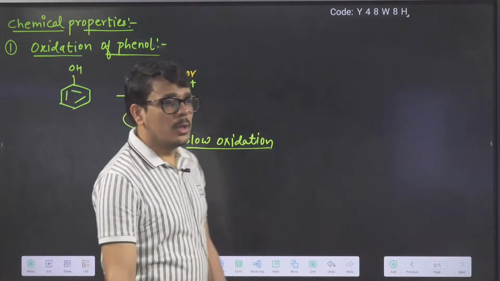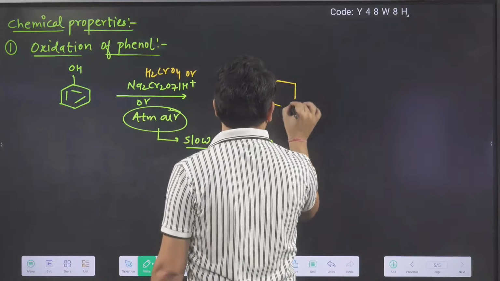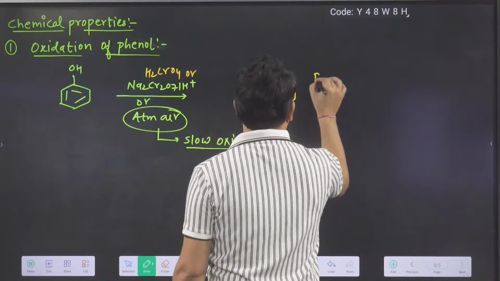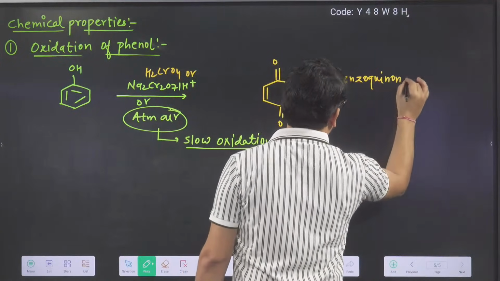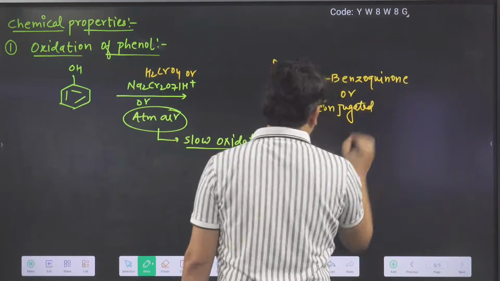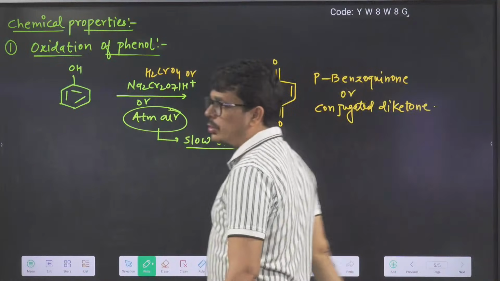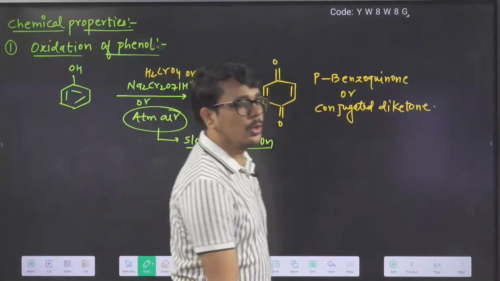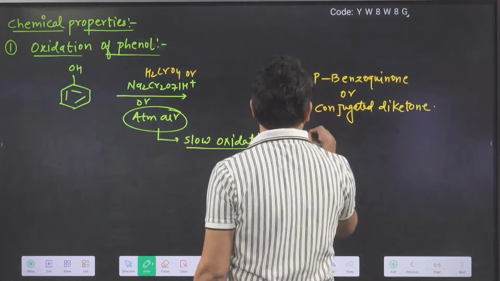Chromic acid can also be used, and in this case you will get this product, which is named parabenzoquinone, or conjugated diketone. So two names are there: either parabenzoquinone or conjugated diketone, and this is a colored compound.